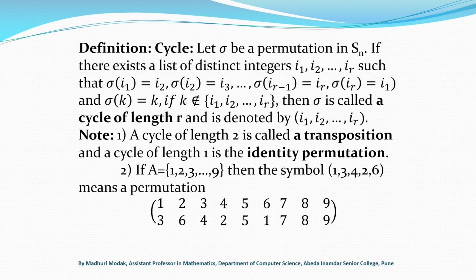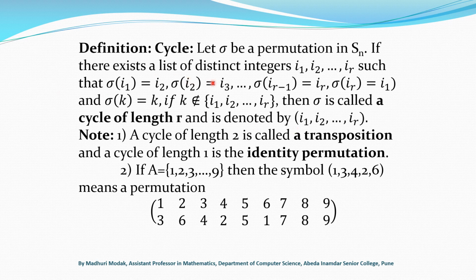Now cycle. Let sigma be a permutation in Sn. If there exists a list of distinct integers i1, i2, ..., ir such that sigma of i1 is i2, sigma of i2 is i3, sigma of i(r-1) is ir, sigma of ir is i1, which is the starting element, and sigma of k equals k if k is different from i1, i2, ..., ir, meaning k is not in the set {i1, i2, ..., ir}, then sigma is called a cycle of length r and is denoted by (i1 i2 ... ir) in round brackets, either separated by commas or without commas.